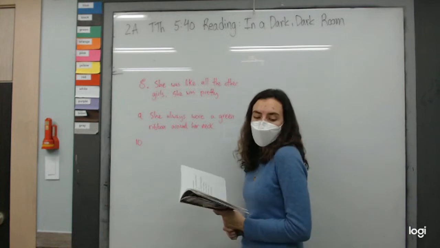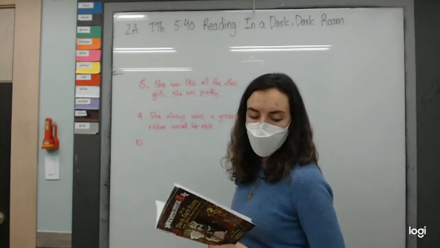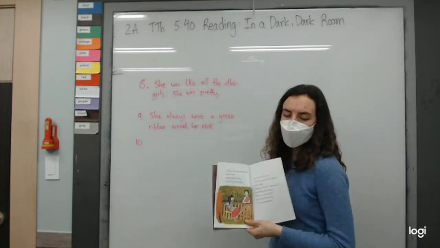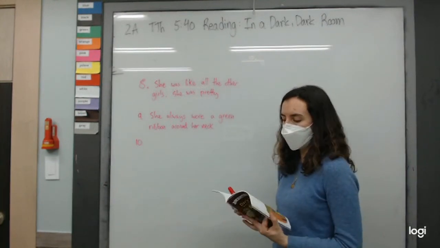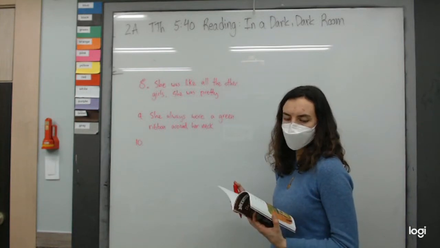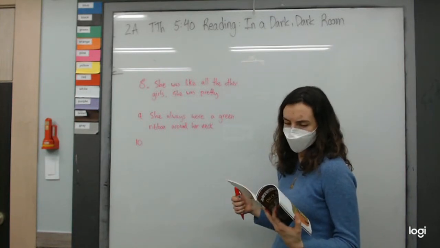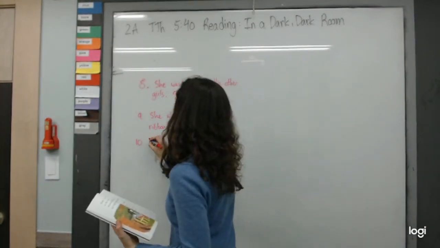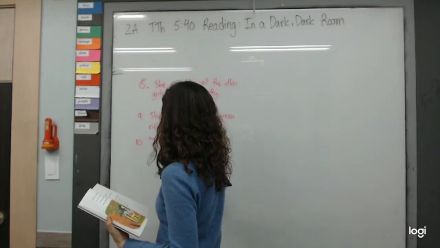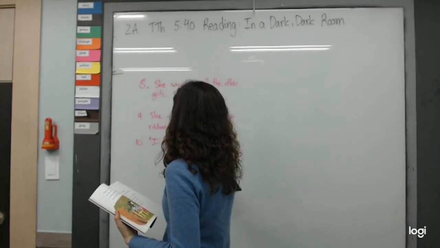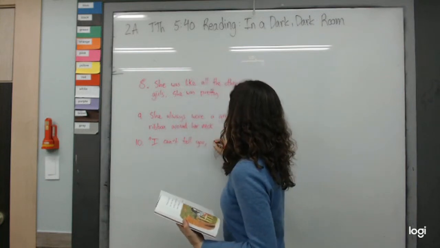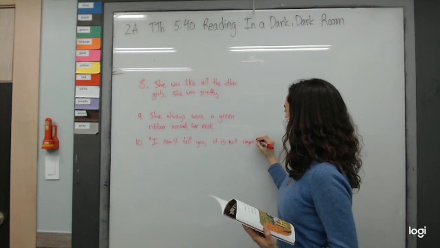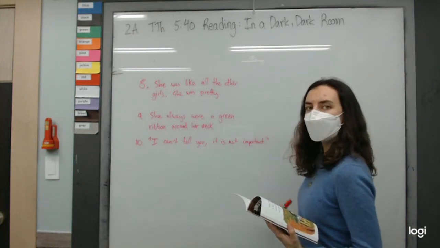So number 10, what did Jenny say the first time Alfred asked about the ribbon? On the next page, we meet Alfred, and what does Jenny say when he asks her about the ribbon? Yeah, she says, I can't tell you. And what else does she say? I can't tell you. It is not important. Okay.